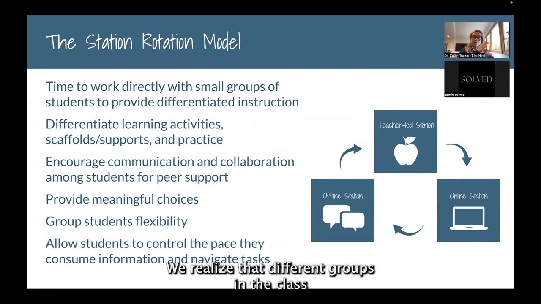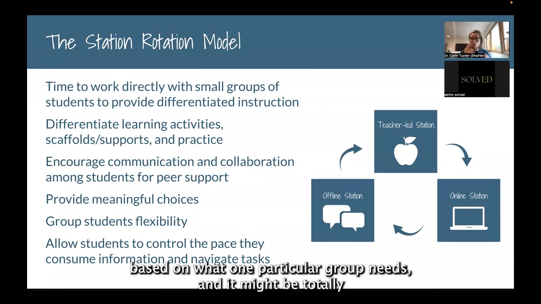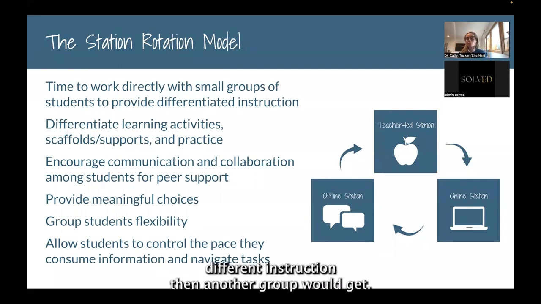We realize that different groups in the class actually need instruction on totally different things. And so as they cycle through our teacher-led station, we might focus our instruction based on what one particular group needs, and it might be totally different instruction than another group would get.